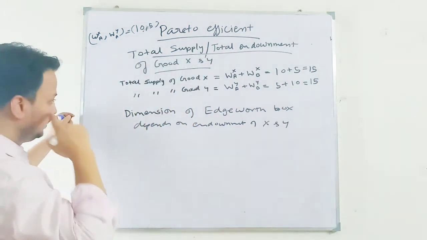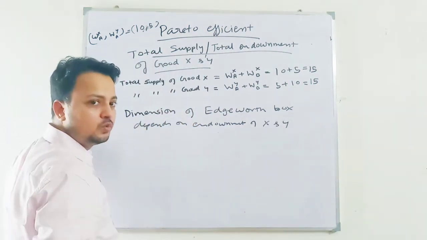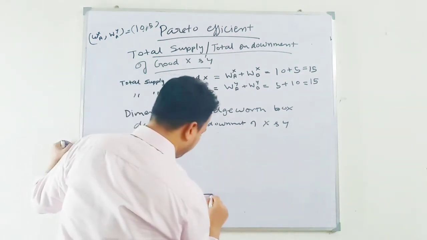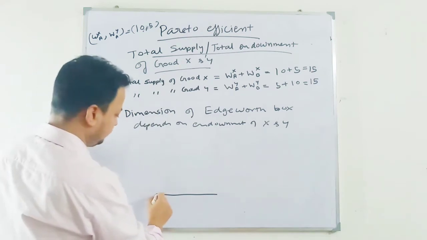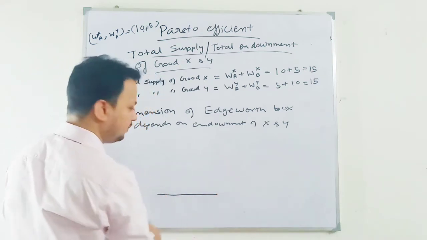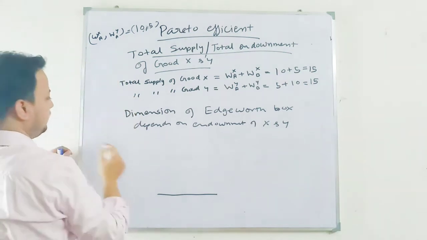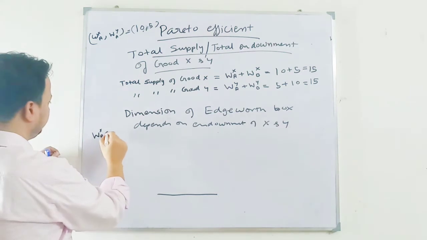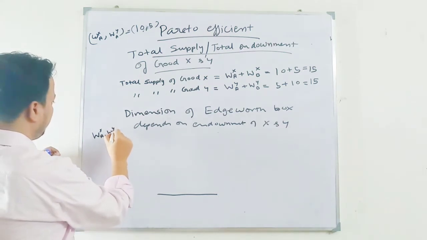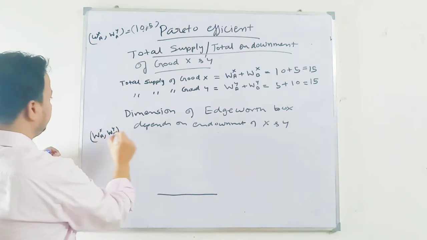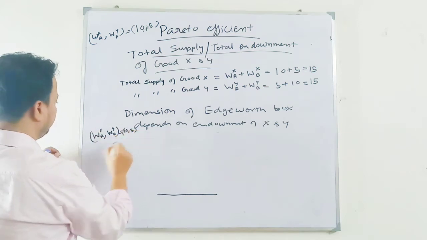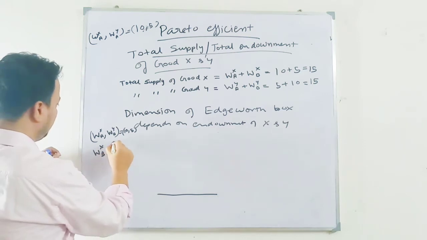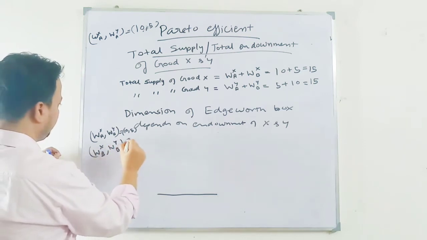How? Let me show. We are looking at the preferences of two consumers. This is the endowment you have. Let me write here first. Endowment of good x with consumer A, endowment of good y with consumer A. This is 10, 5. Endowment of good x with consumer B, endowment of good y with consumer B, 5, 10.